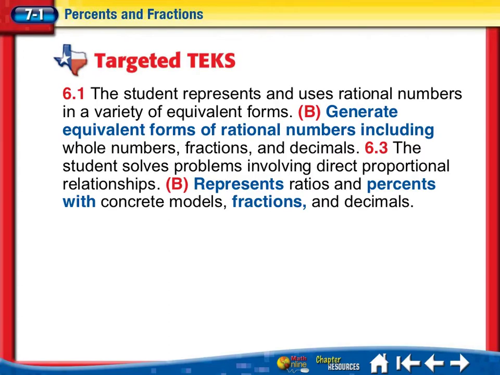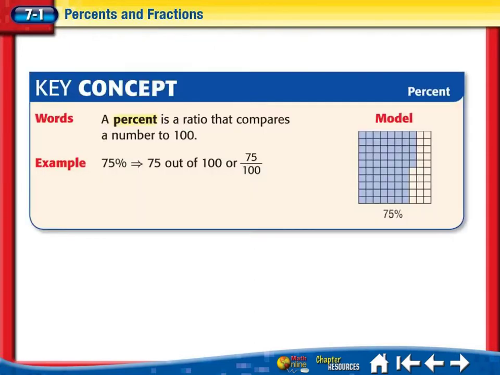Here's the TEK we're going to be looking at specifically. We're going to be looking at the 6-3B part, which is representing percents as fractions and drawing models. Okay, so a key concept here is percent. A percent is a ratio that compares a number to 100. Everything's going to be to 100, just like we did when we were converting fractions to decimals. It was out of 100. This is how you shade a model of 75 out of 100. There are 75 pieces on the grid shaded out of the 100 available.